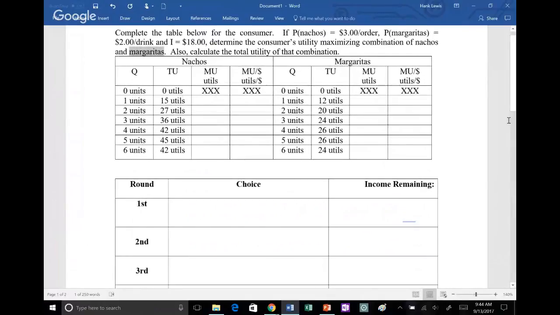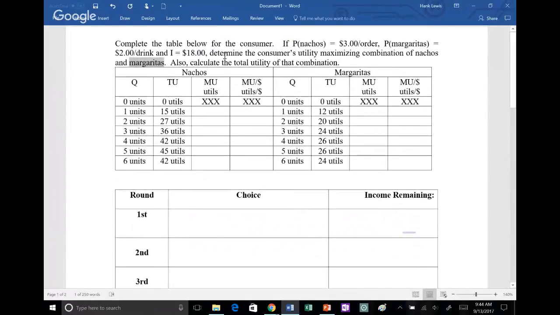I'm going to focus on the top table first of all. We have information about nachos and margaritas here. Notice the price of a plate of nachos is $3 per order. The price of a margarita is $2 per drink. And in this case, unlike in the problem in the slideshow, we have $18 to spend.